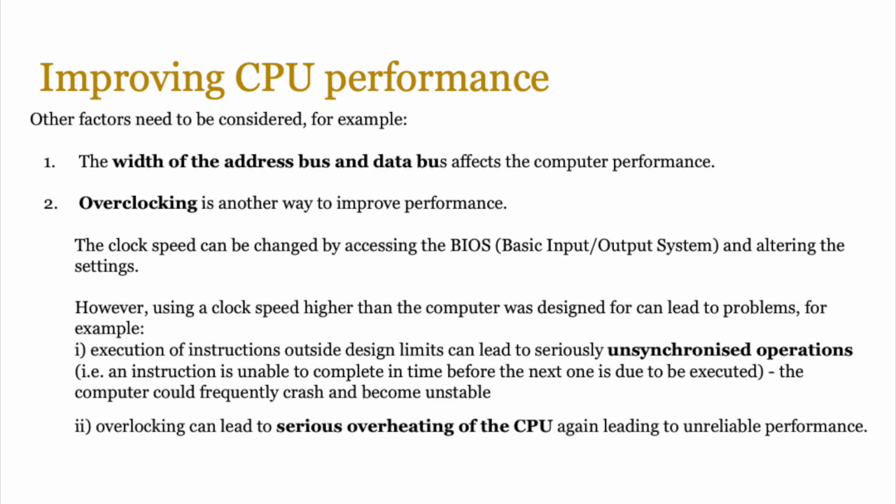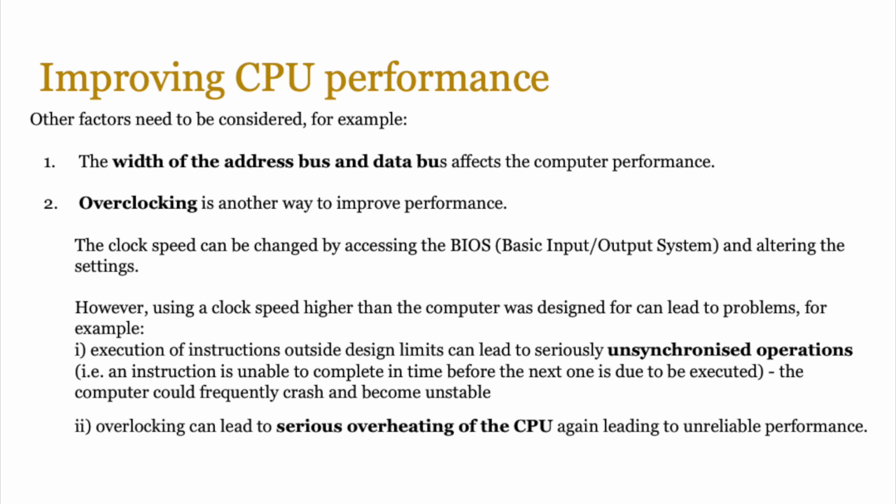The first factor that you need to consider is the width of the address bus and the data bus, and that affects the computer's performance. So having a really fast CPU which operates at say 64 bits and having an address bus or a data bus which has a width of 32 bits could lead to a bottleneck. So increasing the bus width can have a direct improvement on a computer's performance.